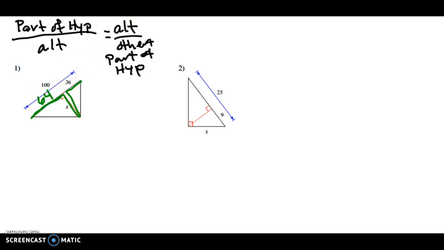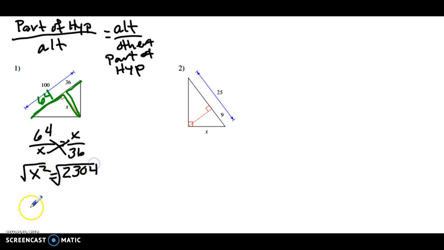And so now I'm ready to write my proportion. Part of the hypotenuse 64 over the altitude x equals the altitude x over the other part of the hypotenuse 36. And when I cross multiply, I get x squared equals 64 times 36. I happen to know that's 2,304. And now I'm going to take my square root. To get x by itself, you take the square root. And so I take the square root of that. I also happen to know that 2,304 is a perfect square, and the square root of that is 48. And so x equals 48 in this case.